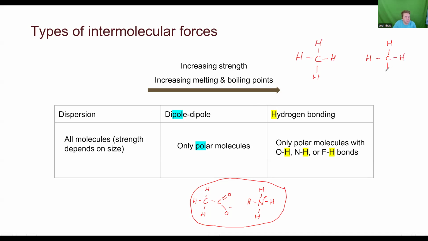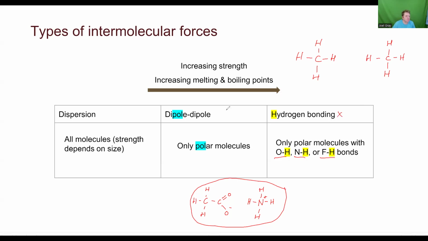Okay, so we've got our two CH4 molecules. Now, the hydrogen bonding question, I think, is pretty clear. You just have to ask yourself, is there OH, NH, and FH in both of the molecules? In this, we don't see the FH, NH, or OH. All we see is CH. Okay, so hydrogen bonding is out. And so I'm going to put an X by hydrogen bonding.